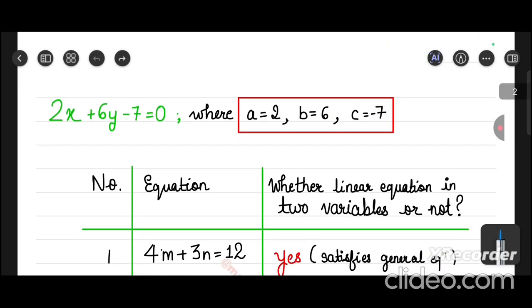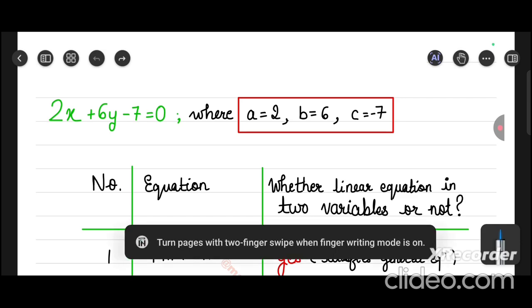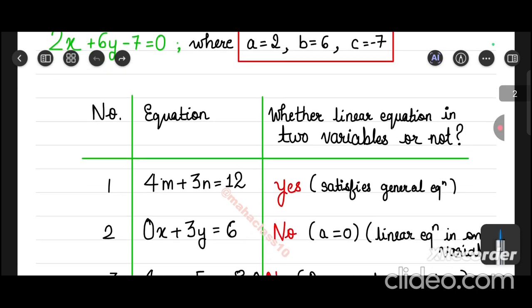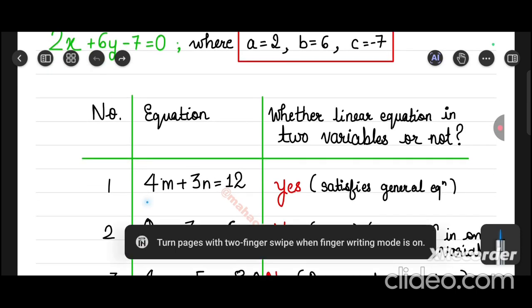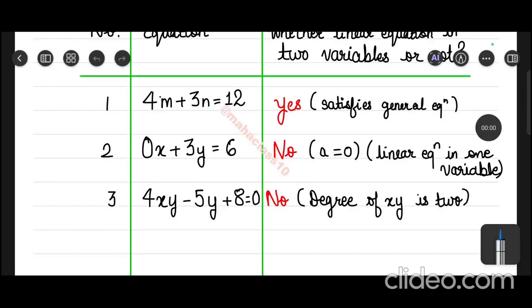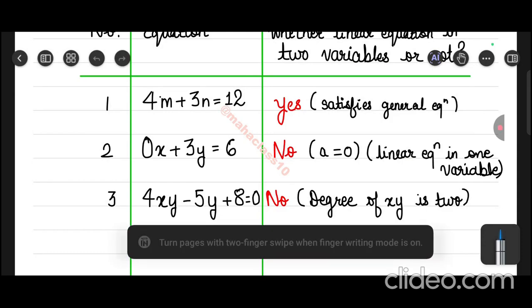Now, we have certain equations. We have to find out whether they are linear equations in two variables or not. First equation is 4x plus 3y equals 12. It is a linear equation in two variables and it satisfies the general equation. Now let's look at the second equation. We have 0x plus 3y equals 6. Now, is this a linear equation in two variables?